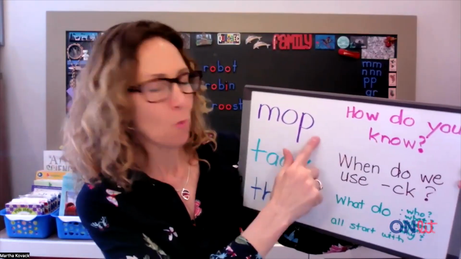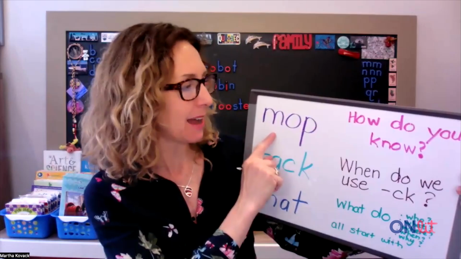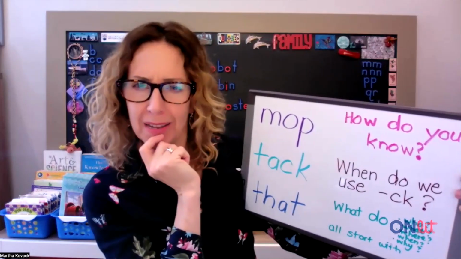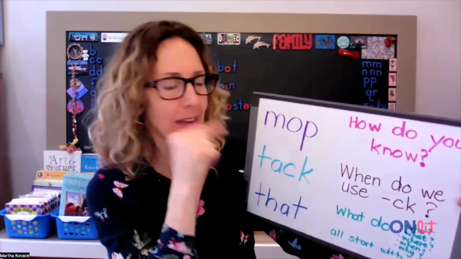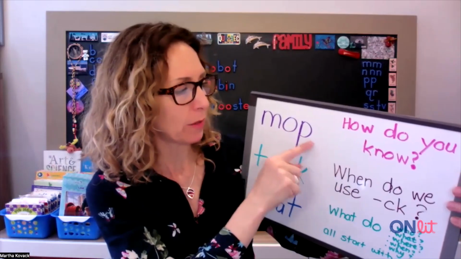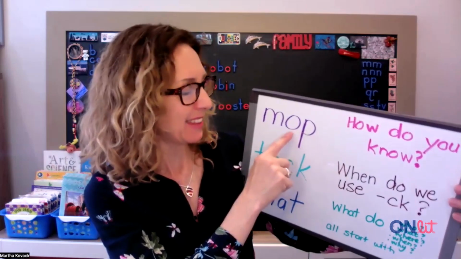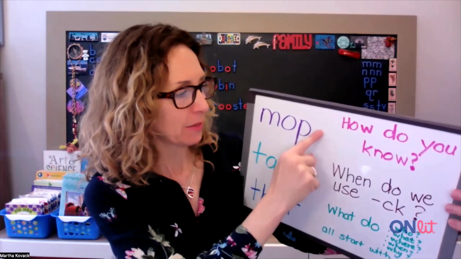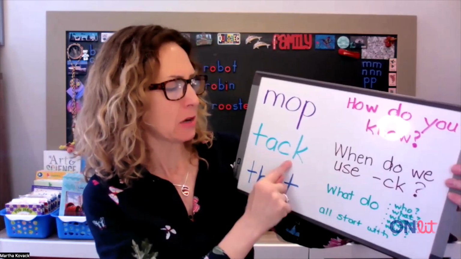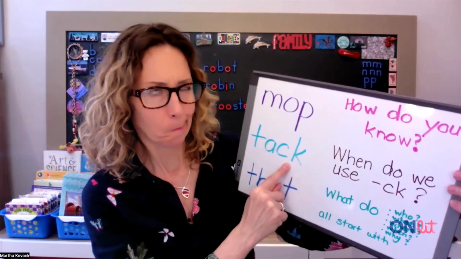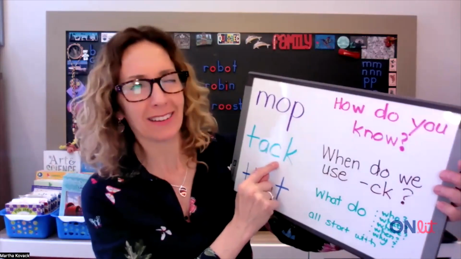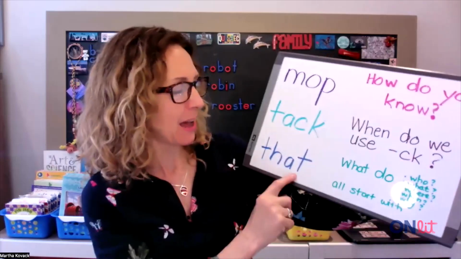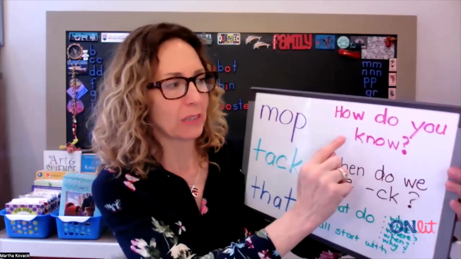When they read mope, we're reading a little book and they say mope, I might say, how do you know that says mope? And then they have to tell me and figure out what they know about whether that says mope or mop. And then they might say, oh, it says mop. Or they might notice that the E is not there. Same thing here. How do you know that says take? And then they have to say, oh, there's no E here. No, CK, you've got to use with a short vowel. And so on. So how do you know is one of my favorite questions.